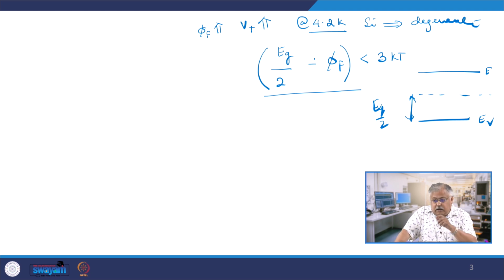If this condition is fulfilled, we define this to be a degenerate semiconductor. Therefore, there is an increase in the bulk Fermi potential, phi f increases, Vt goes up, and the silicon which is kept in the bulk becomes degenerate in nature.